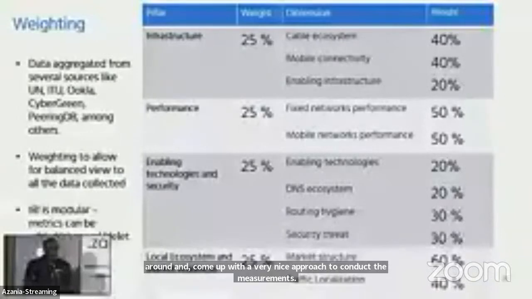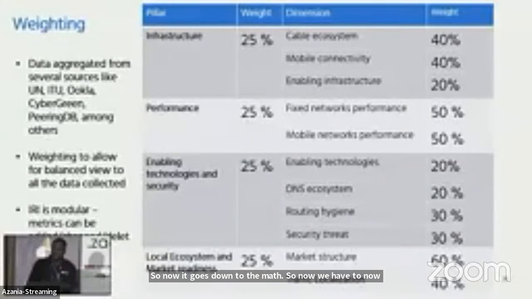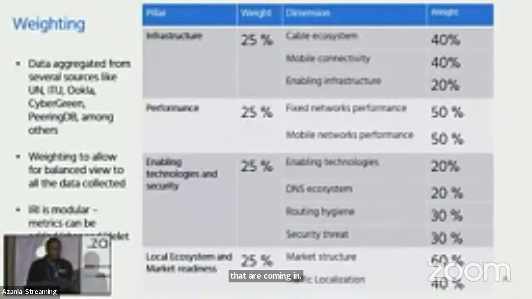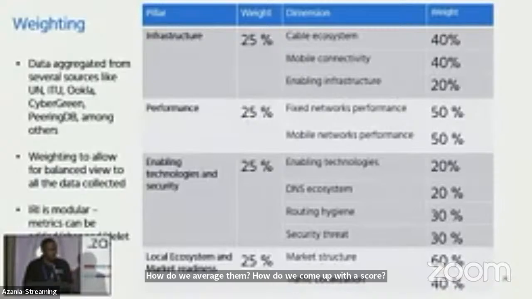So now it goes down to the math. We have to calculate, okay, you have all these measurements coming in. How do we average them? How do we come up with a score? How do we tell you this is your internet resilience index score?